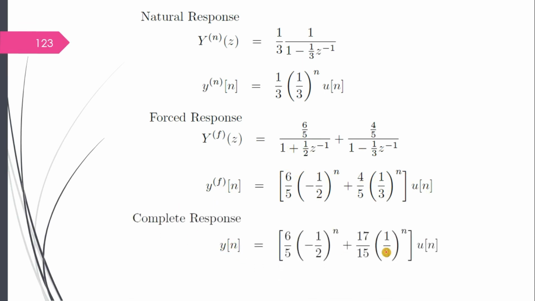So complete response, when I add these two things: 6 by 5 minus 1 by 2 raised to n plus, here 1 by 3 component is here also and 1 by 3 component here also. I need to add these two things. So means 1 by 3 plus 4 by 5. So for the denominator I multiply 15. So 5 plus 4 threes are 12. So you get 17 by 15. So that is what is written here. So this is the complete response.